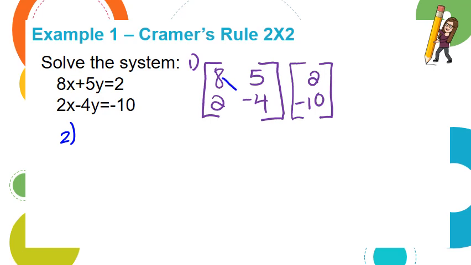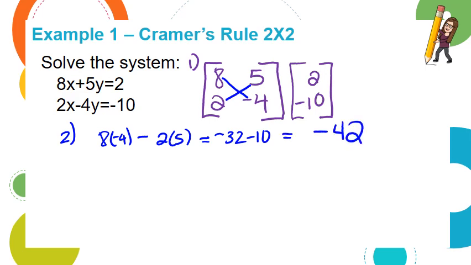So that means I need to take 8 times -4, and I need to subtract 2 times 5. The nice thing about a 2x2 matrix is the determinants are easy to find. So that leaves me with -32 minus 10, which is equal to -42. So that's an important number there. That's the determinant of our coefficient matrix. Okay. So mathematically not bad, it's just the steps we're following.